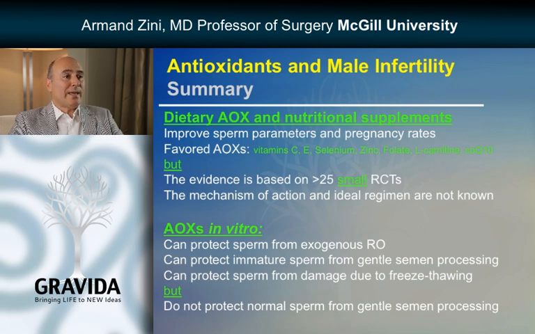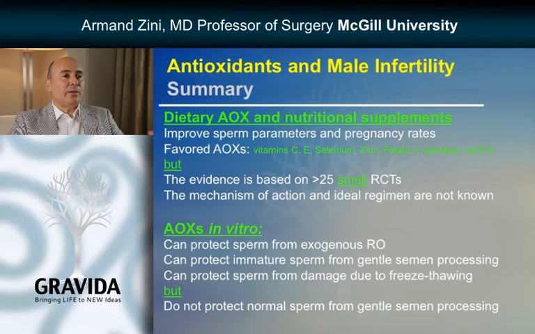Antioxidants in vitro can protect sperm from exogenous reactive oxygen species. They can protect immature sperm from gentle semen processing, and they can also protect sperm from damage due to freeze-thawing. But they do not protect normal spermatozoa from gentle semen processing.